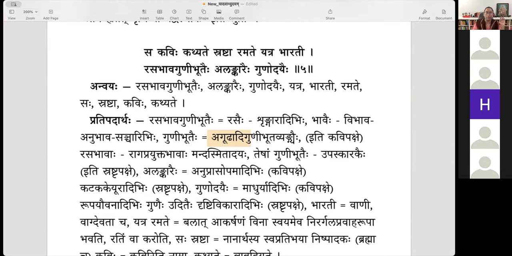So agudha adi gunibhuta vyangyaihi. Next we will only look at the putra varnyate mahodi etat kavya prakashi asti va agudha adi iti.